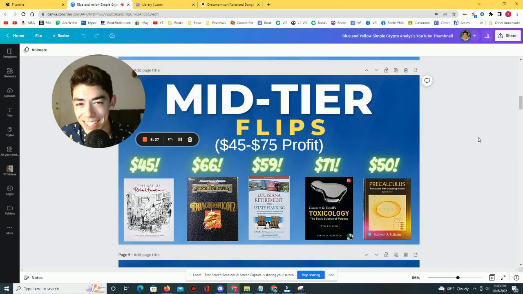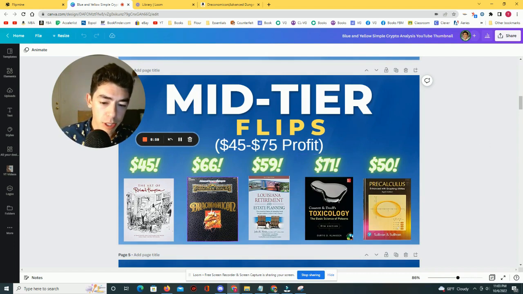All right, these next flips are going to be mid-tier flips. These are books that I've made between $45 and $75 profit on. And I'd say this is definitely the meat and potatoes. Like this is the range that you're going to profit most books on. And I definitely say that this is the range that most of your books are going to fall under, between $45 and $75 profit.